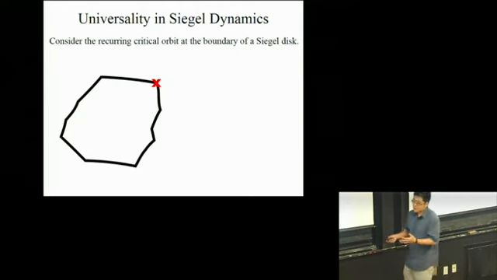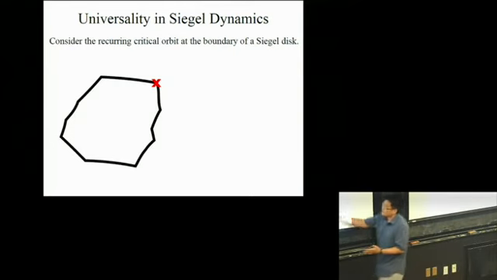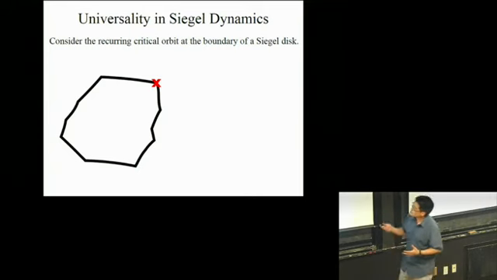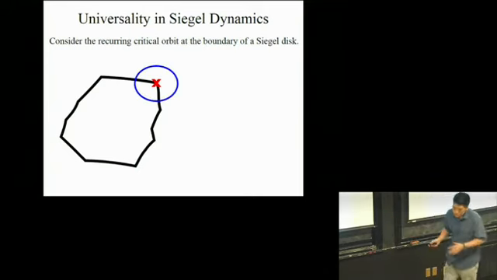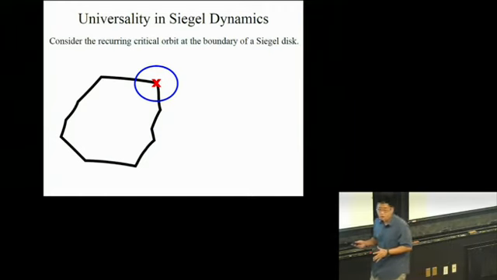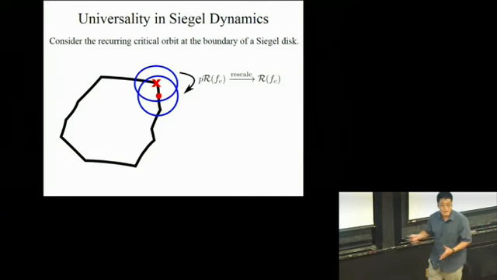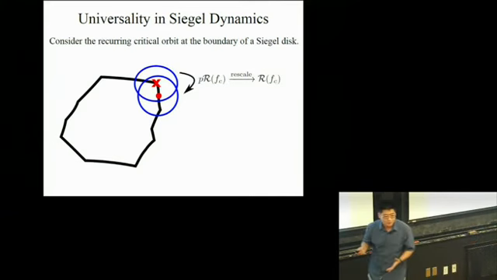Well, remember the problem was that you have this critical point on the boundary which keeps coming back to itself, right? And renormalization is the study of the first returns. So what happens if you apply renormalization to the Siegel dynamics is you can take some neighborhood around the critical point, iterate the map until it comes back, right? And then study the first return.